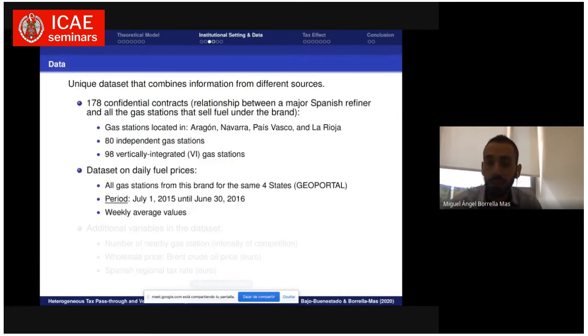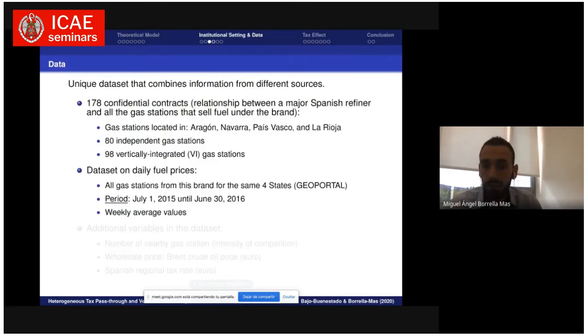Then this information is matched with a data set on daily fuel prices. We have these daily prices for all the gas stations of this brand for the same 4 states. And we obtained this information from the website called Geoportal, which is controlled by the Spanish Ministry of Energy.